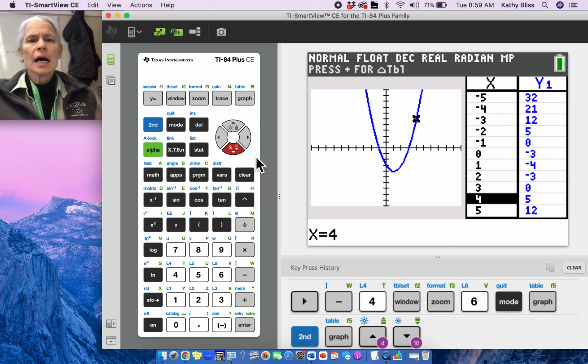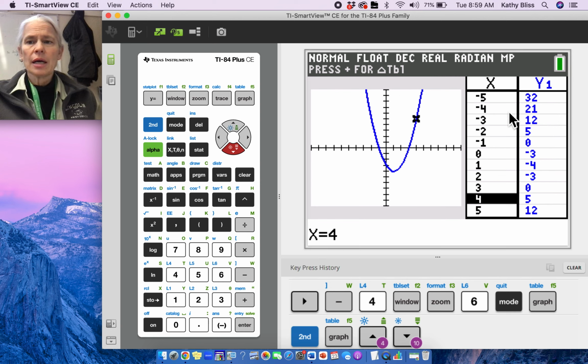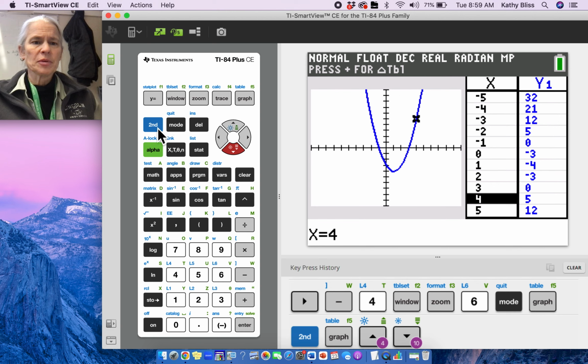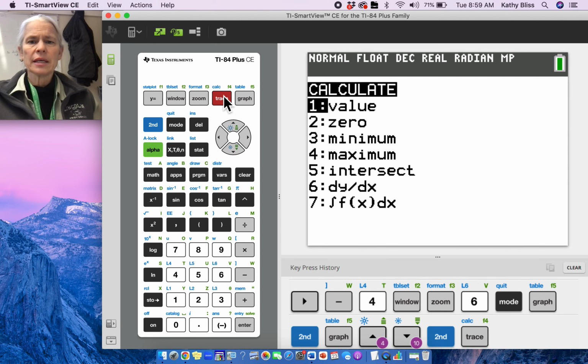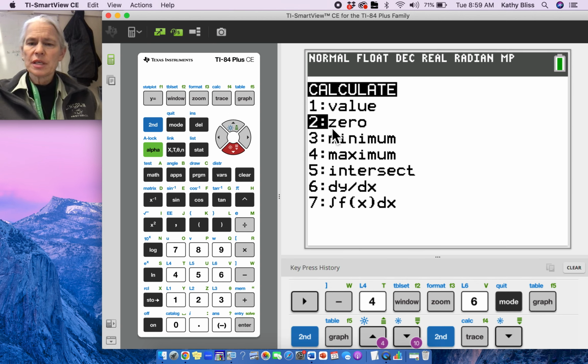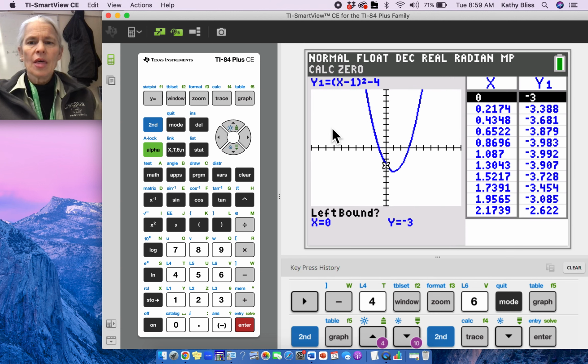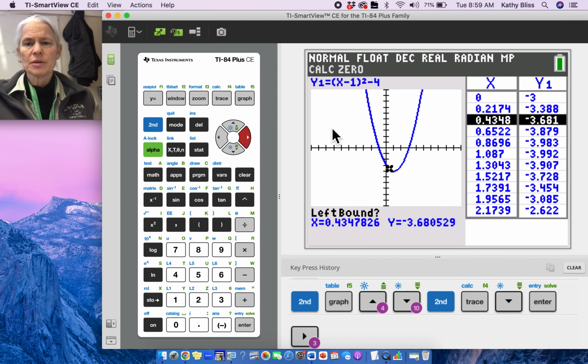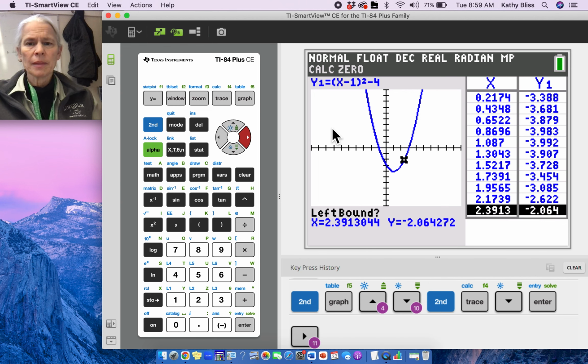All right, let's say that you didn't have your table here, but you wanted to calculate what your x-intercepts were. So you could go to second calculate, and if you just type in 0, that will give you your x-intercept. But you need to set things up a little bit. Left bound means that you pick a point to the left of your intercept. So I'm just going to move my cursor over a little bit, and I want to get this x-intercept here.